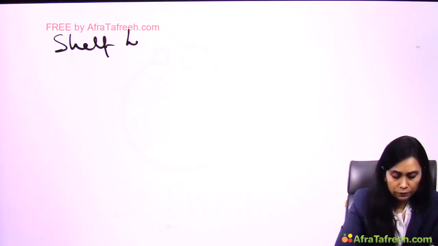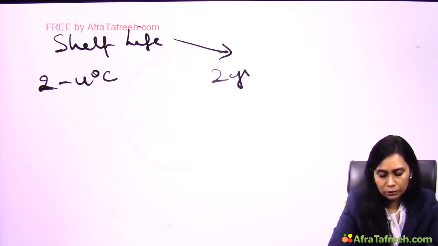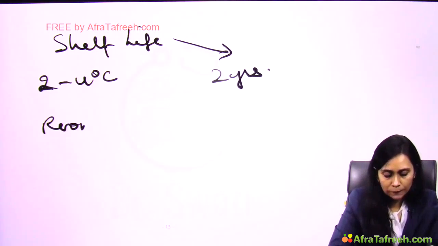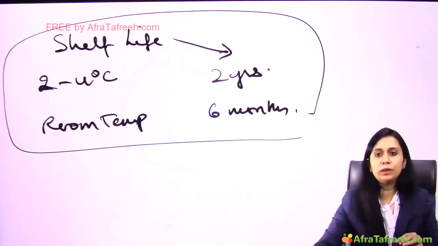We should store it at 2 to 4 degrees Celsius, and then the shelf life is 2 years. If I store it at room temperature, the shelf life is 6 months. So these are the things which we need to know about succinylcholine.